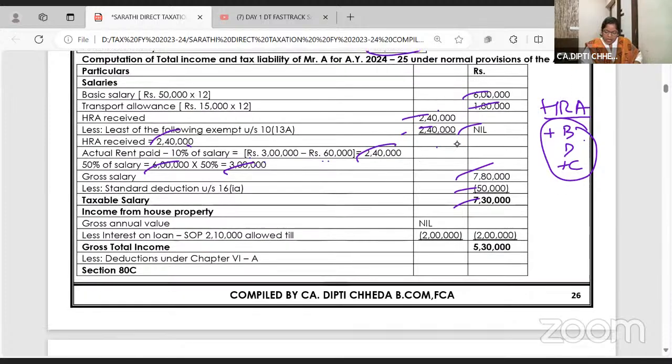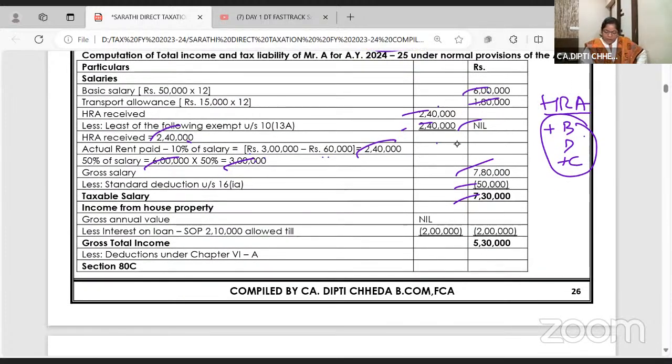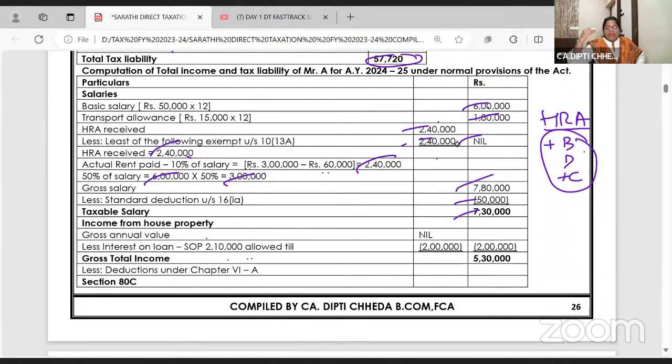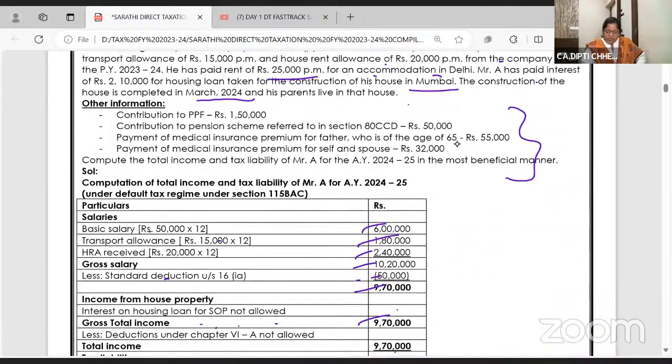Now, house property. This time, can you show the loss? In the default, in a self-occupied property, you cannot show the loss. But in normal, your interest is coming to 210. Of course, you can show a loss of 2 lakh. Now, shall we allow deductions for all this?